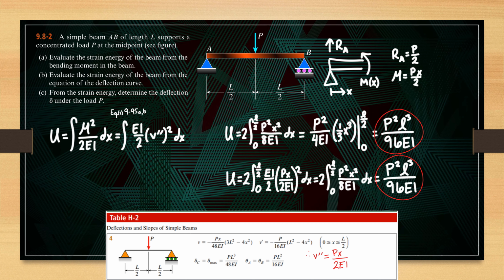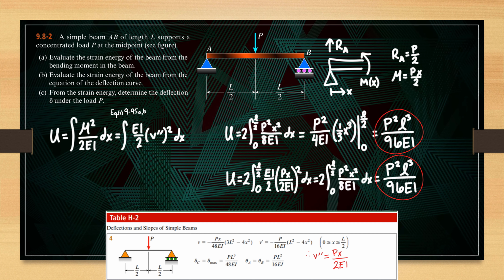Now, here I did an integral from 0 to L/2 and multiplied by 2. I did not have to do that. I just did that because I did that with my moment. However, I could have gone from 0 to L and then not multiplied by anything, because my v'' function is continuous throughout the entire beam, and you would have gotten the exact same answer.